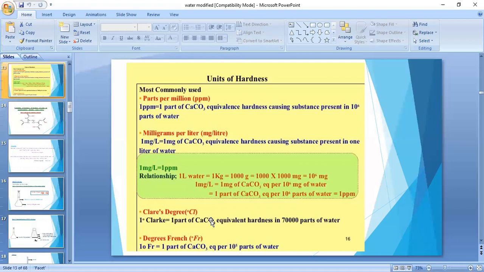And 1 degree Clark is equal to 1 part of CaCO3 equivalent hardness in 7000 parts of water. So if 1 part of CaCO3 is present in 7000 parts of water, then it is called degree Clark. Next one is degree French. If we take 10 power 5 parts of water, and 1 part of CaCO3 is present in it, then it is called degree French. So this is about the units.